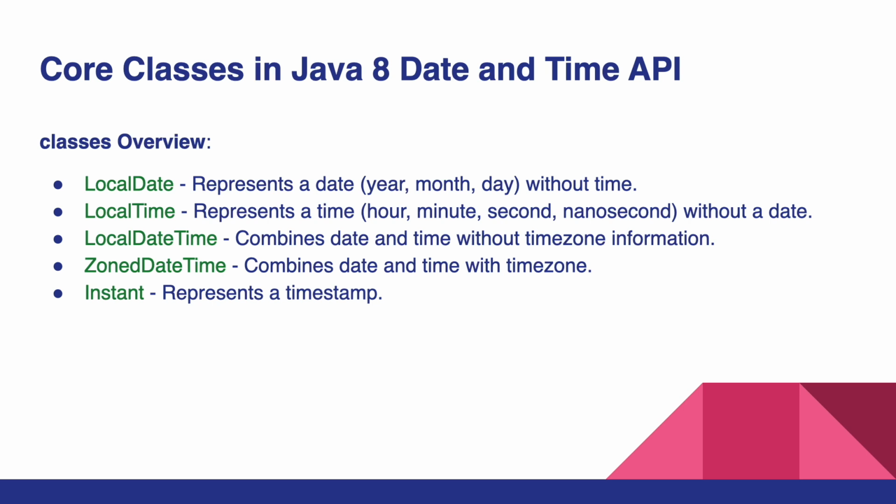Instant represents a specific moment on the timeline, measuring time in seconds and nanoseconds from the epoch. These classes are not only immutable but also designed to be clear and concise, which simplifies usage and improves code quality.